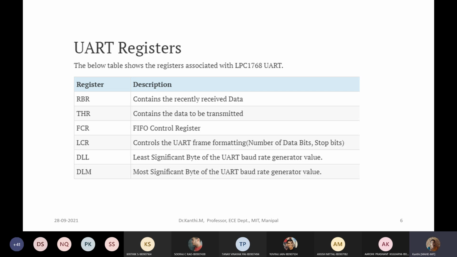Your RBR contains only the most recently received data. RBR is the receive buffer, THR is the transmit hold register, and FCR is the FIFO control register, etc. Your THR contains the data to be transmitted. It's a buffer. FCR is the FIFO control register; it will control your buffer. FIFO means first in, first out.